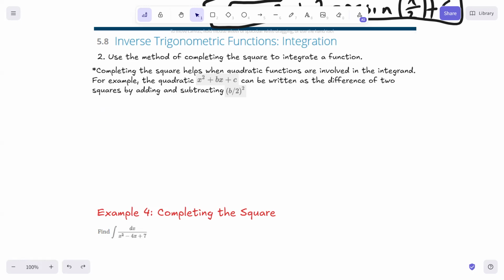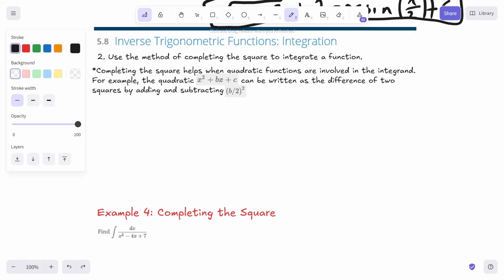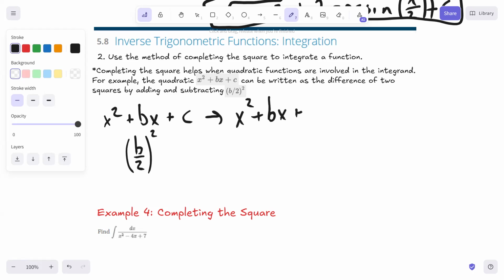So if you have x squared plus bx plus c, you can take half of the linear term, so b over 2, and square it. So half of the coefficient of the linear term and square it, and then add and subtract it. x squared plus bx plus b over 2 squared minus b over 2 squared plus c.